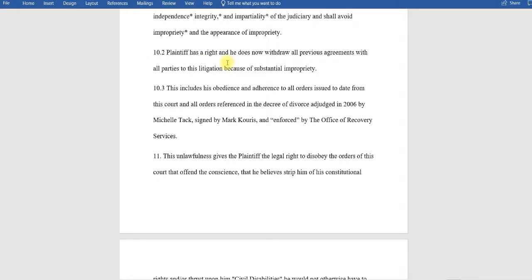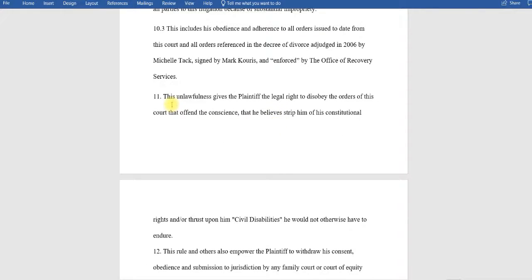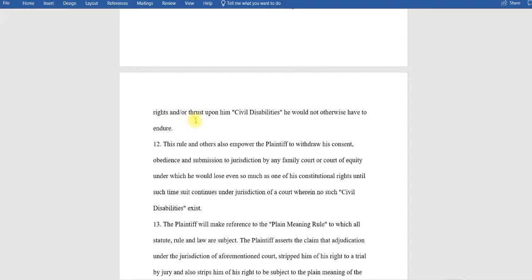Okay? The plaintiff has a right, and he does now withdraw all previous agreements with all parties to this litigation because of substantial impropriety. This includes his obedience and adherence to all orders issued to date from this court and all orders referenced in the decree of divorce that was adjudged in 2006 by Michelle Tack, signed by Mark Korus, and enforced by the ORS. Okay? This unlawfulness gives the plaintiff the legal right to disobey the orders of this court that offend the conscience, that he believes strip him of his constitutional rights and thrust upon him civil disabilities. Okay? When you're treating me differently, that's just like they can't not give you a job because of race, creed, color, religion. That's what that is right there. That's a civil disability he would not otherwise have to endure.